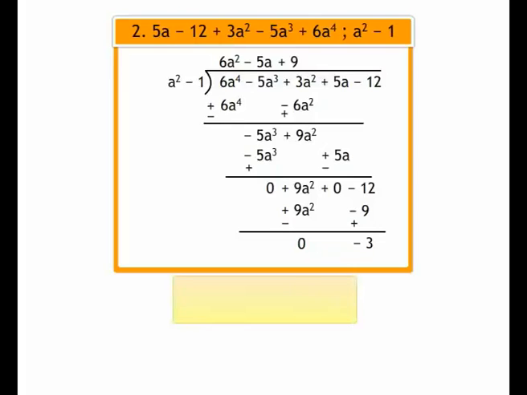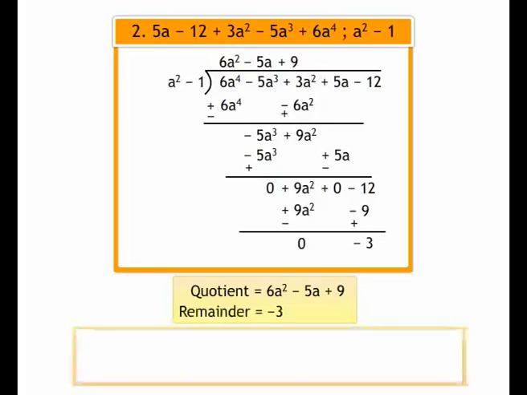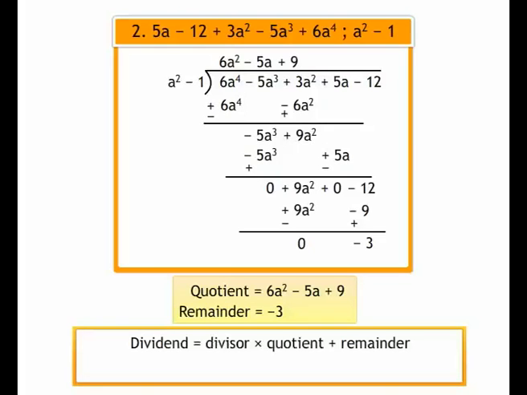And hence the quotient of our sum becomes 6a square minus 5a plus 9. And the remainder of our sum becomes minus 3. As we have to write our answer in the form of dividend is equal to divisor into quotient plus remainder, therefore 6a raised to 4 minus 5a cube plus 3a square plus 5a minus 12 is equal to a square minus 1 in one bracket and 6a square minus 5a plus 9 in other bracket, plus the remainder, that is minus 3 in the third bracket.